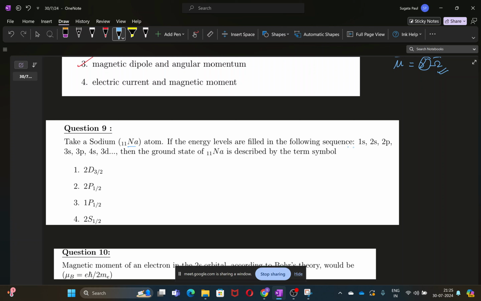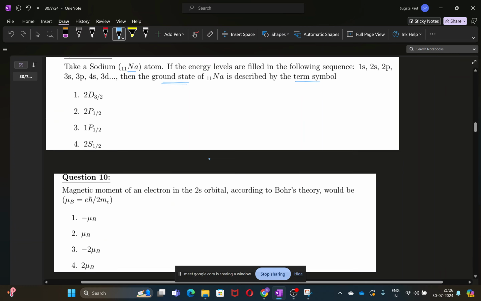So this is 1s, 2s, 2p, 3s, 3p, 4s, 3d. Then the ground state of Na11 is described by the term symbol. Which one of these is true? This is a very common question I was saying: you will be given an atom with a particular atomic number, and you know the rule for how the electrons will be arranged, filling up the different orbitals, and based on that you have to tell the ground state of that atom.